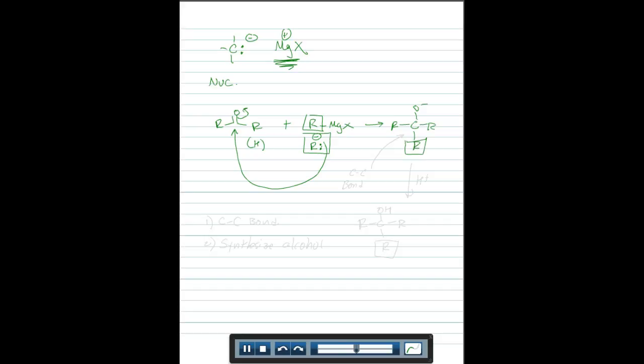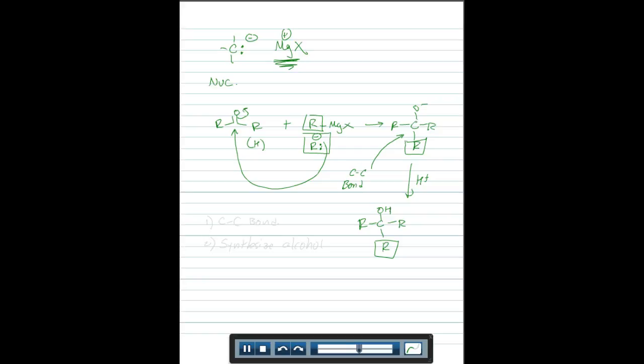So here is the R group that you just added. And then your second step is adding hydrogen to protonate. I wish I had different colors, but unfortunately these pens do not. So you've made a carbon-carbon bond. Here's your carbon-carbon bond formation. Remember, that's the holy grail of organic chemistry. And then you protonate it.